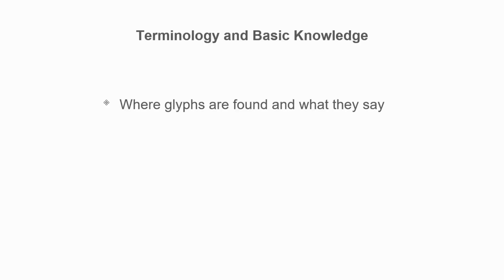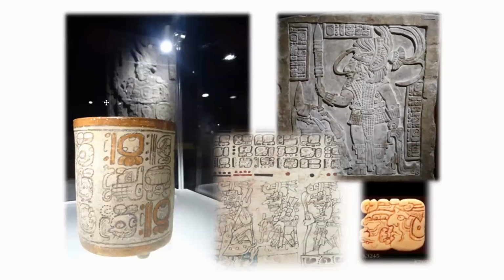And terminology, and basically it continues right now. We go where glyphs are found and what they say. And I found it very often using this image here. You can see it here. This is, for example, one of the lintels in the British Museum, lintel 16 from Yaxchilan, with a king showing his captive here. This is from the Dresden Codex in Dresden.